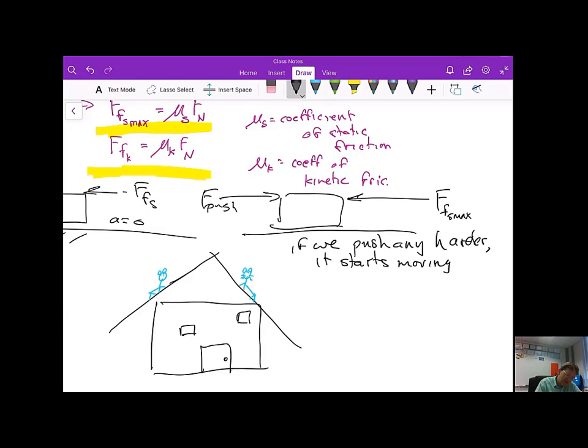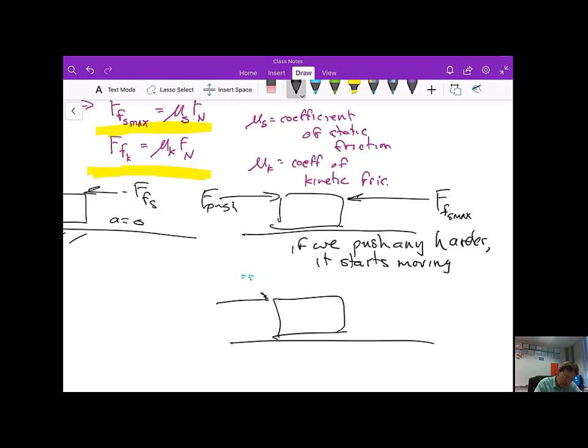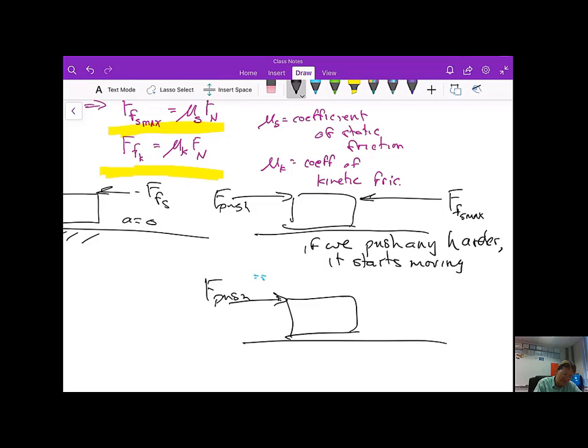But as soon as it starts moving, let's erase the kittens on the house. As soon as it starts moving, the friction turns into kinetic friction. So we can be pushing with the same force, right? Let's say we started pushing with a force of 5 newtons. I don't have a laser pointer here. And then we're pushing harder and harder, and we get up to 20 newtons, and at 20.00001 newtons, it starts moving. So that's the push here.